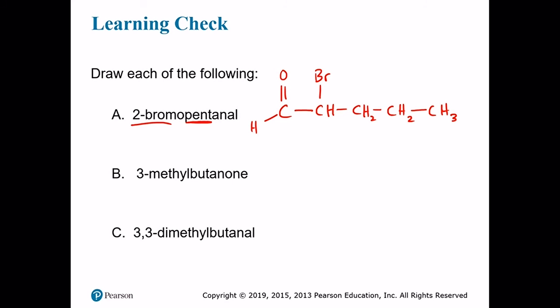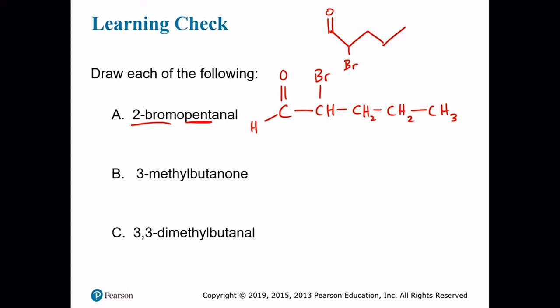If I wanted to draw this for a line angle formula, I could just draw a zigzag. 1, 2, 3, 4, 5. That's 5 carbons. Put the carbonyl carbon on the end. I can draw the hydrogen bond in if I want to, or leave it out if I don't. Either way is fine. And then we can put the bromine on the 2nd carbon, which would be here in this case. And then we don't need to worry about anything else, because for a line angle formula, you don't need to draw any hydrogens in explicitly. So this would be the end of the line angle formula. Either one would usually be acceptable.